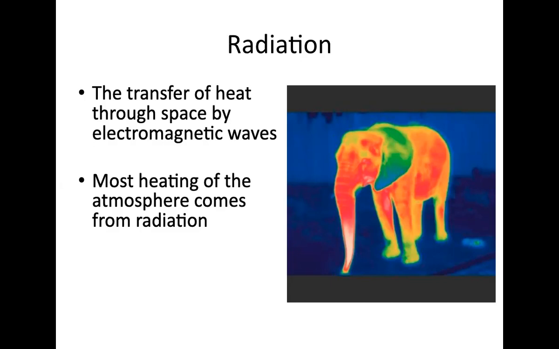Yesterday we also talked about the ozone layer, right? And what does the ozone layer do? Yep, it protects us from the UV rays especially, but it protects us from that radiation. So radiation is the transfer of heat through space by electromagnetic waves. Anybody have questions about the three types of heat transfer?